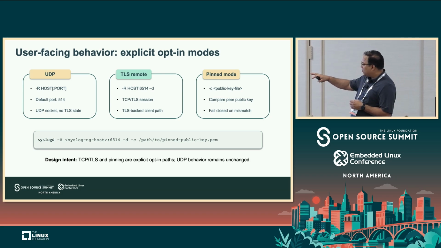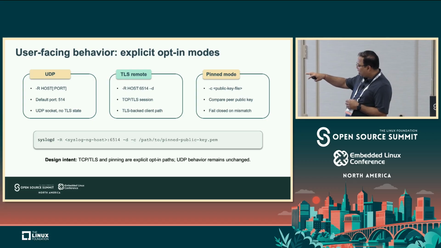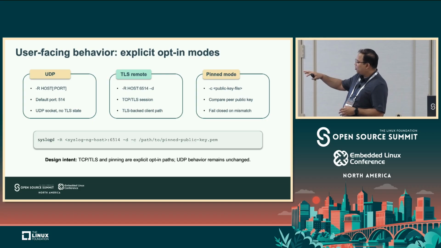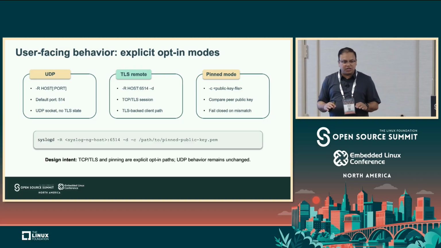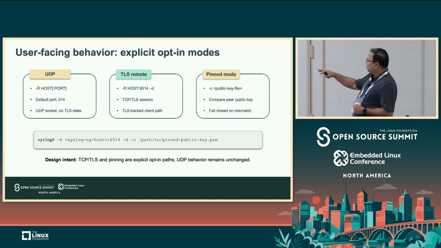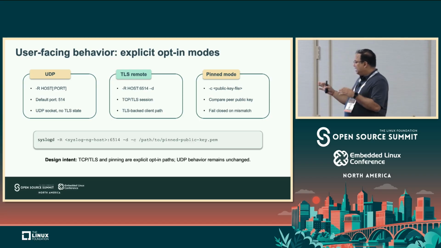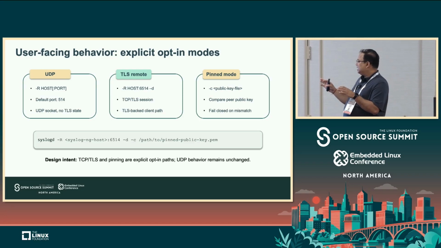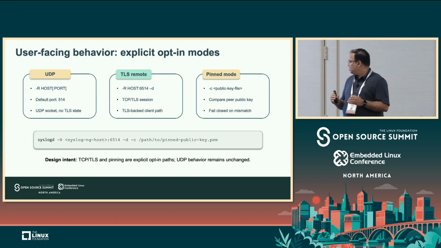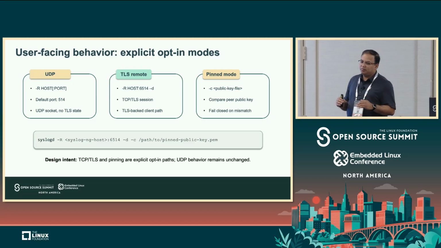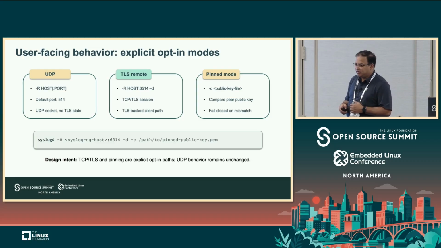And this is the sample command which we showcase, showing how you use the new path. The existing path will follow the previous semantics, no change, nothing. The new path will follow this semantics. And the design intent over here is everything is explicitly opt-in. No change in the current existing UDP behavior. That remains unchanged.